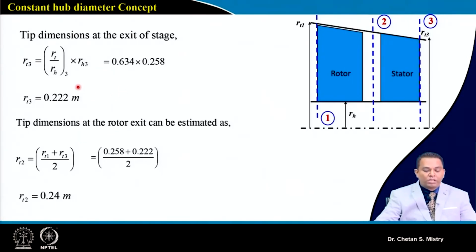Now once we have done this calculation for hub and tip diameter, we look at the dimensions at the mid station. At station 2, my R2h will be constant, and my R2t, that means my tip dimension at station 2, we will take as an average value, and this is coming as 0.24 meter. Now we have all the dimensions at entry, at the mid station and at the exit.